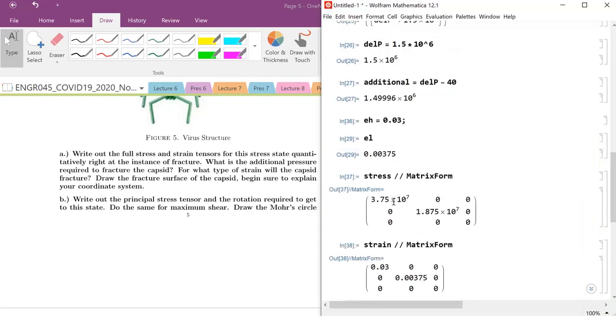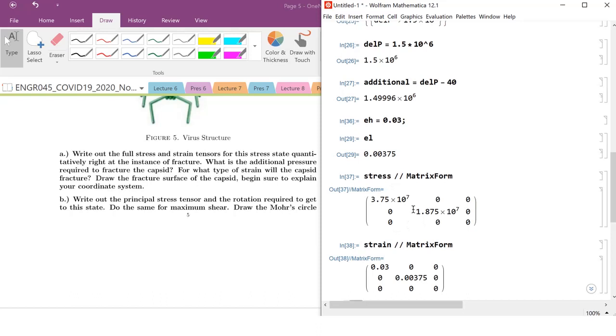So let's look at my stress tensor. Am I in the principal stress state? Yes, that's the beauty of the thin wall pressure vessel. You're already in the principal stress state because all your shear stresses are 0. So the rotation required to get to your principal stress state is 0. Do the same for maximum shear. So what is the rotation required to get to maximum shear? We're already in the principal stress state.